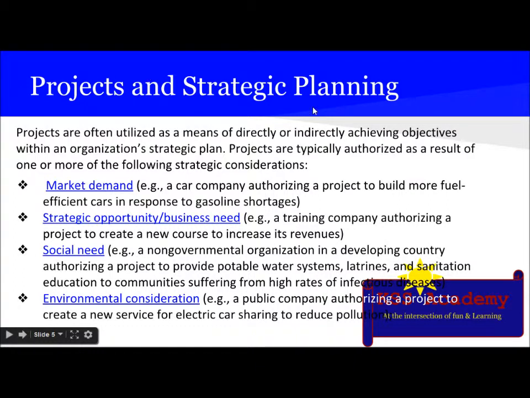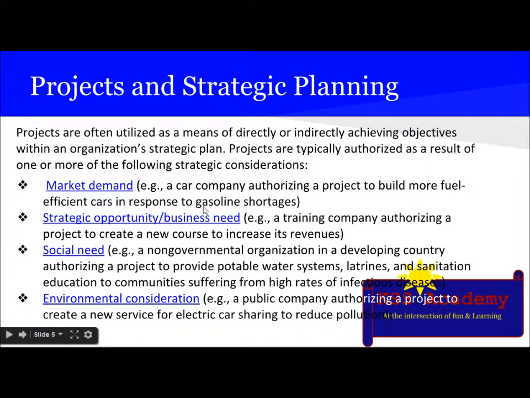Projects and strategic planning. Projects are often utilized as a means of directly or indirectly achieving objectives within an organization's strategic plan. Projects are typically authorized as a result of one or more of the following strategic considerations. So market demand: whenever a project is undertaken, there are certain market drivers which lead to a project initiation. So let's see one by one.